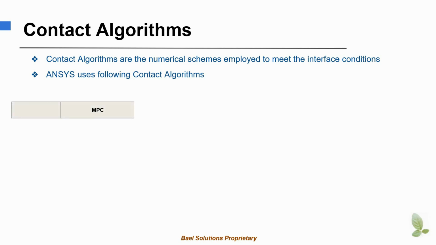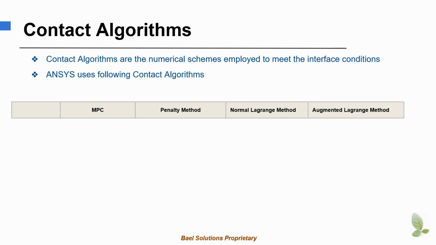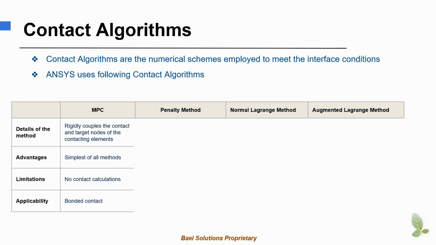MPC or multi-point constraints, 2. Penalty method, 3. Normal Lagrange method, and 4. Augmented Lagrange method. First is MPC, or multi-point constraint. This algorithm simply creates the constraint equations between the nodes of the contact and the target pair. This is the simplest method to solve a contact problem. This requires a linear solution.